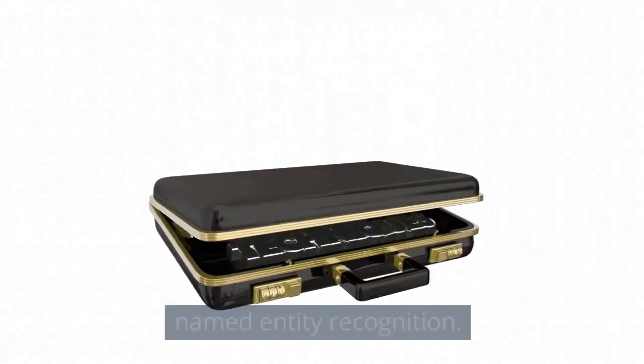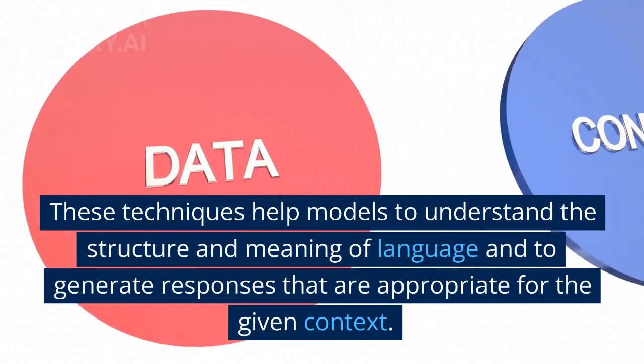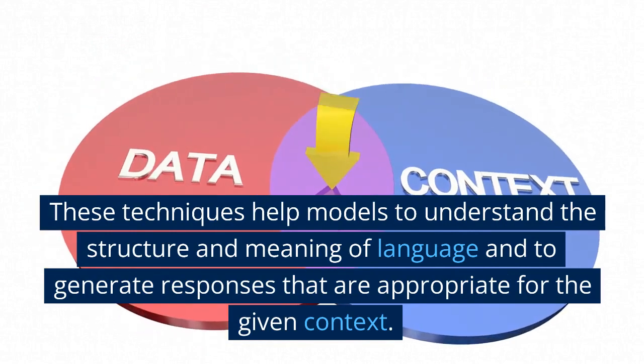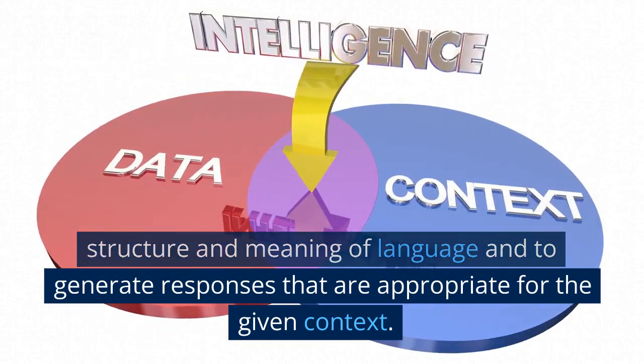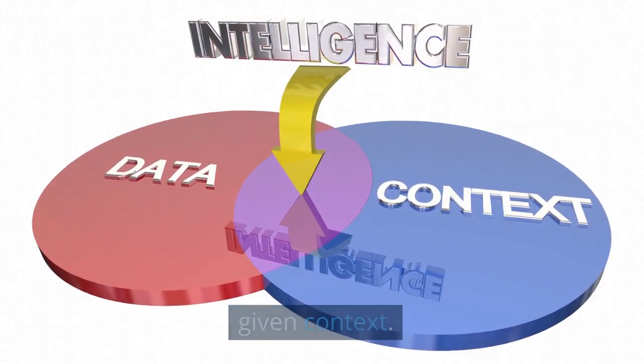To address these challenges, natural language processing models use a variety of techniques, such as tokenization, part-of-speech tagging, and named entity recognition. These techniques help models to understand the structure and meaning of language and to generate responses that are appropriate for the given context.